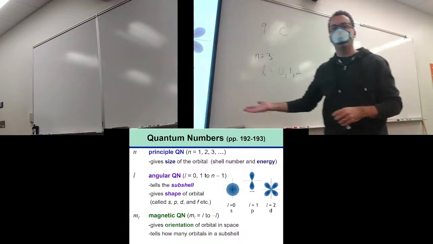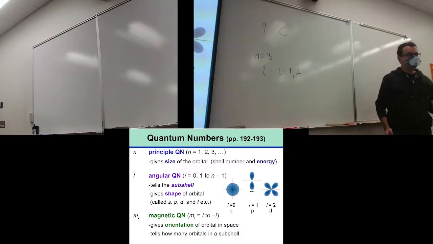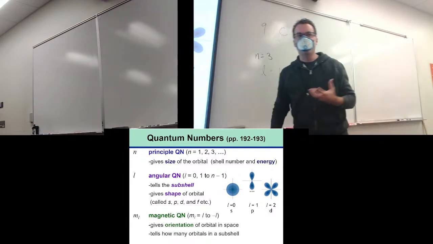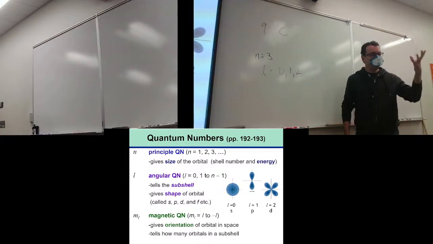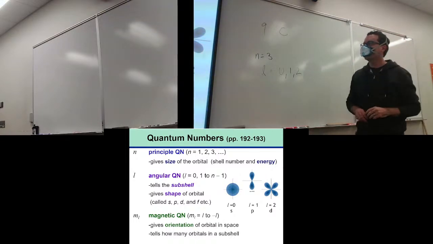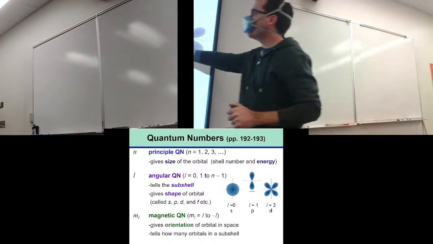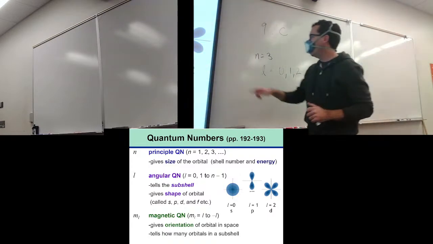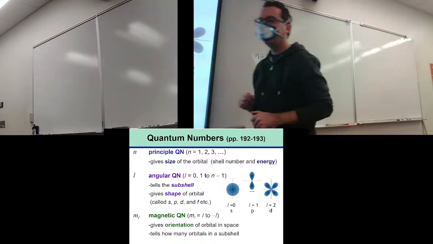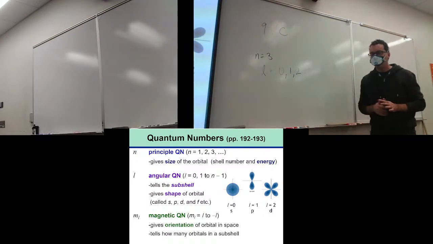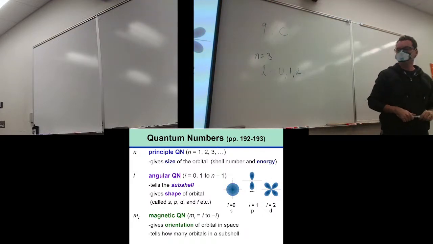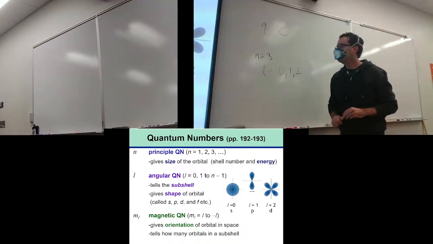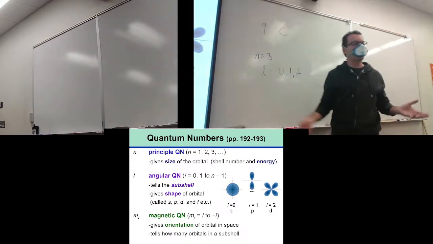Now, what does L tell us about the orbital? L is the subshell, so we know that already. But what is a subshell really? Well, it's got a slightly different energy than other subshells. But in terms of orbitals, what that tells us is the shape of the orbital. So when L is equal to 0, that is the mathematical equivalent for an S subshell. When L is 1, then you're talking about a P subshell. When L is 2, it's a D subshell. When L is 3, it's an F subshell.